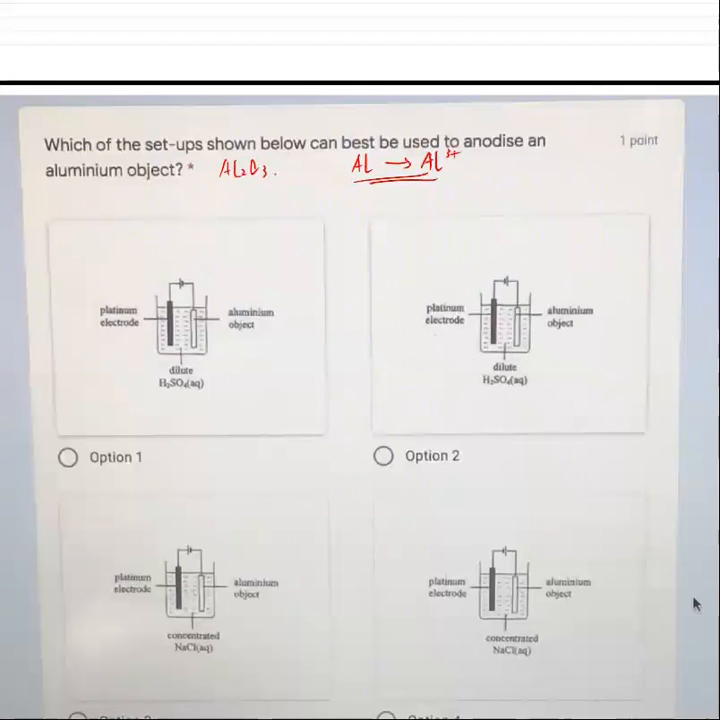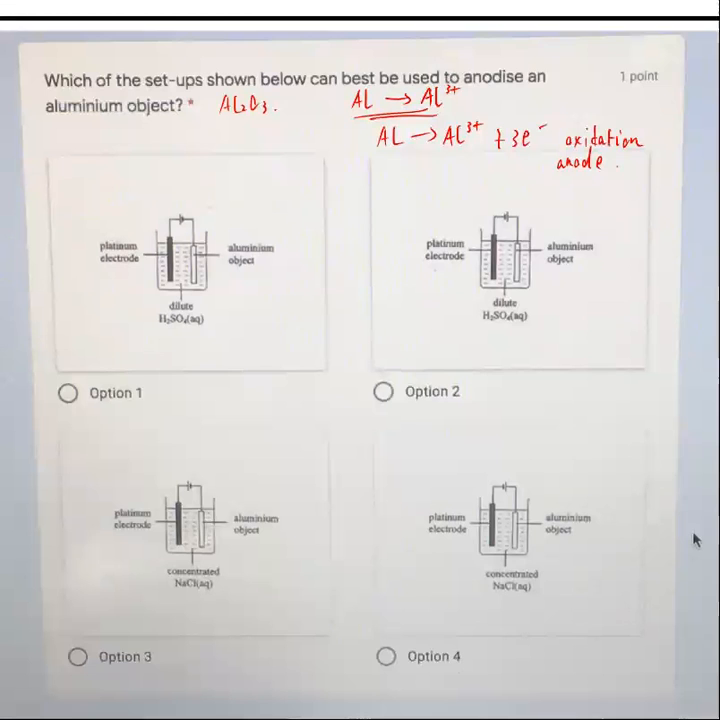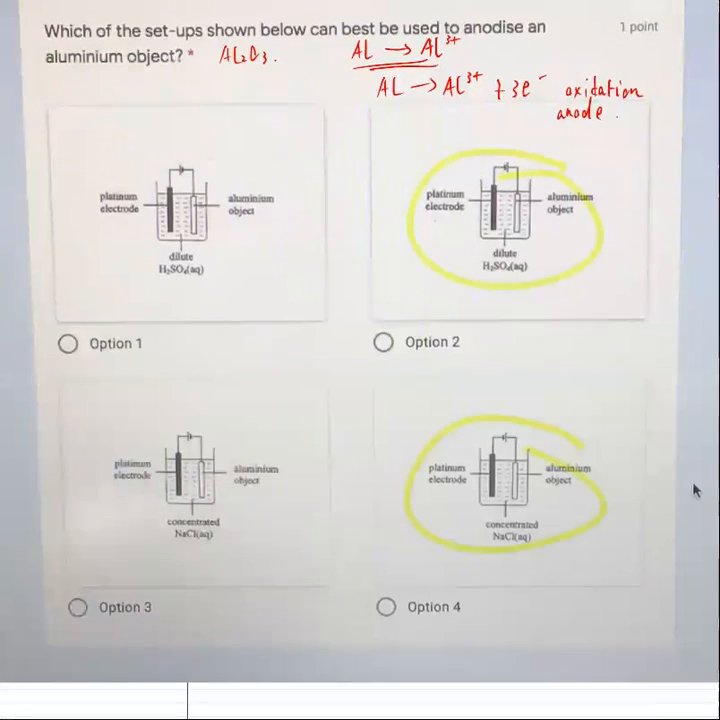So aluminium turns into aluminium ion, it will lose electrons, so it undergoes oxidation. So it will be the anode. It loses electrons, so it will be the anode. Also, it connects to the positive side. So we can only choose from B or D, the aluminium object.